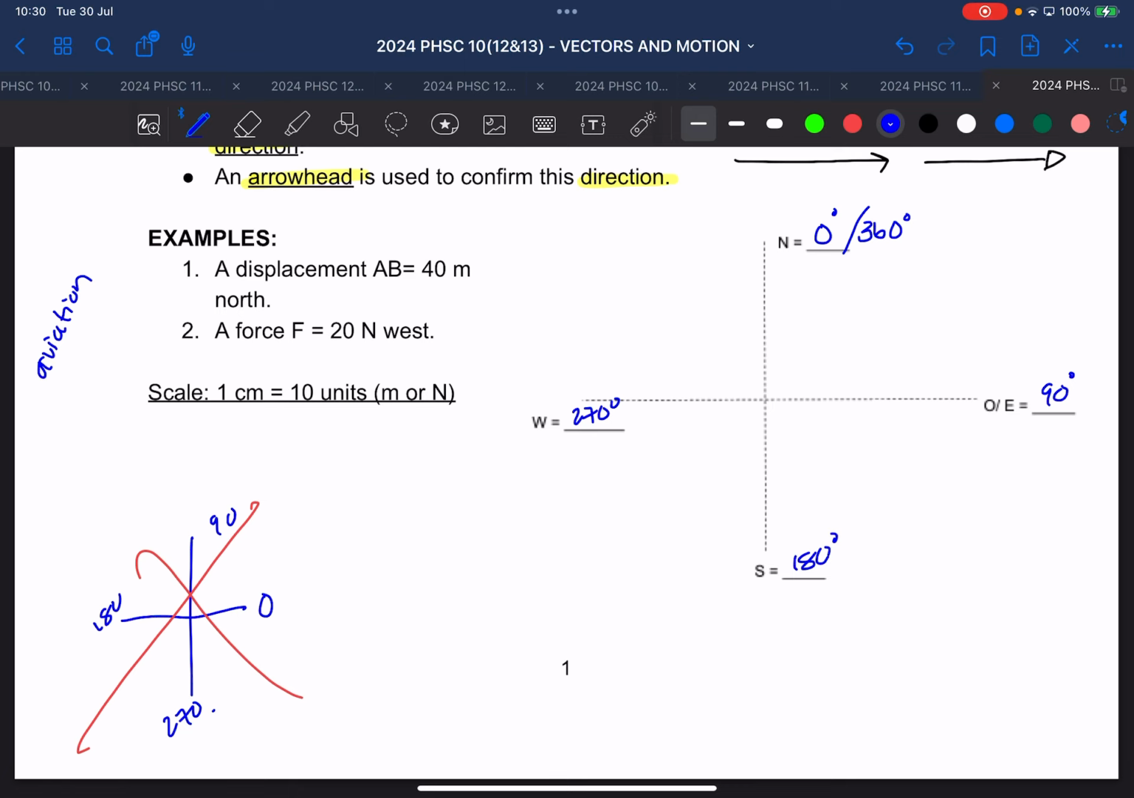Who takes geography? You should know this. Where is north? North is there, people. Always think, where does the sun come up? If you are lost and your battery is dead, how are you going to know where you should go?